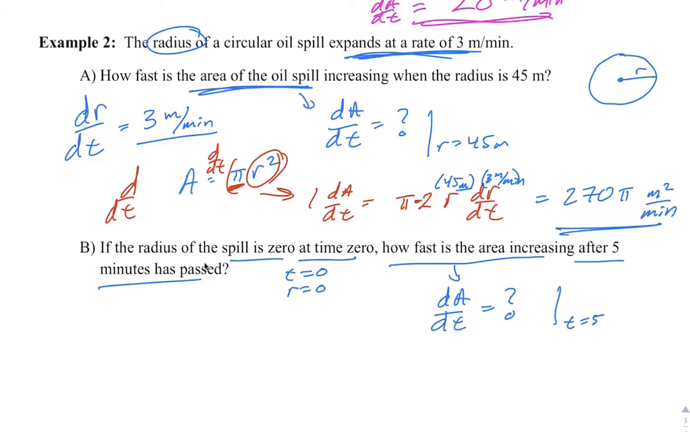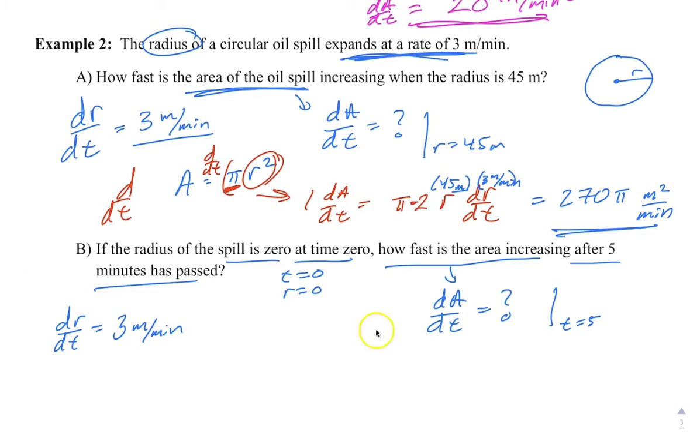Now we still have the exact same given. We still have the fact that the radius expands at a rate of 3 meters per minute. So dr/dt is given. And just like before, we've got to relate area with radius. Well, the exact same formula works. Area of a circle is pi r squared. When I take a derivative, we get the exact same thing as last time. So dA/dt equals 2 pi r dr/dt.